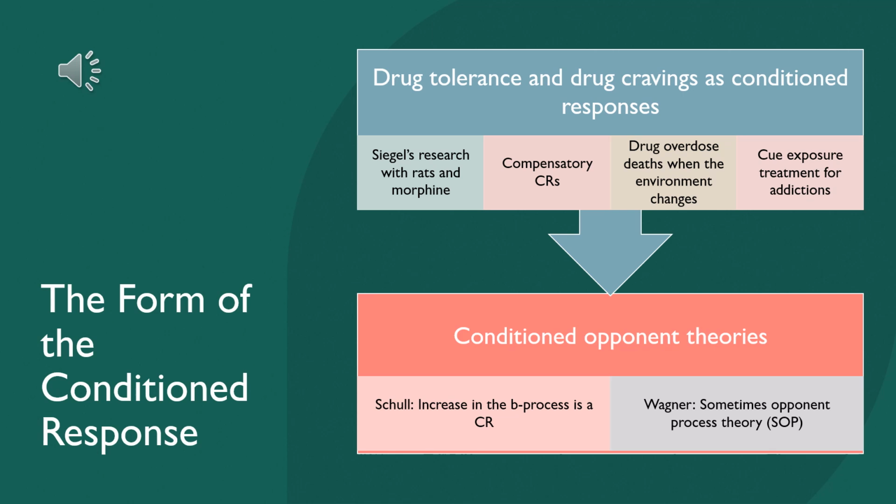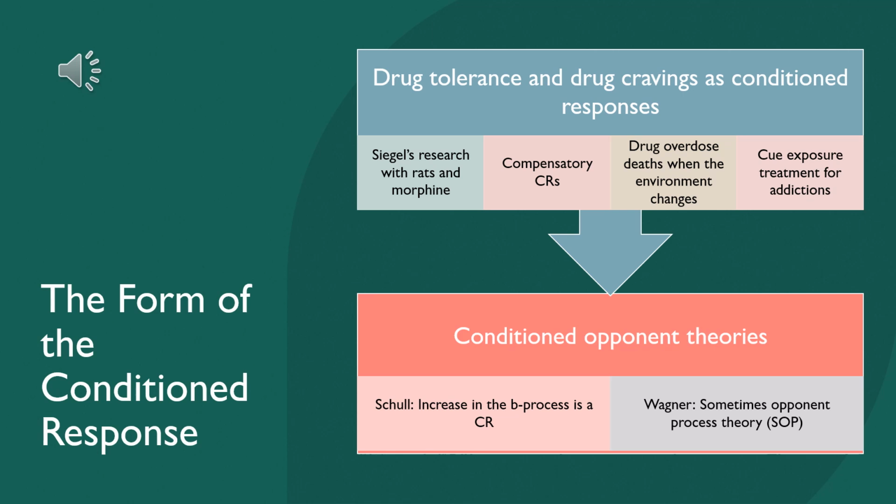When drug users consume the same amount of drug in a new or unfamiliar environment, the compensatory CRs may be weaker or absent. And this lack of anticipatory physiological responses means the body isn't prepared for the drug's effect, and that leads to a higher risk of overdose. So, for instance, an individual who regularly takes a certain dose of a drug in a familiar environment may not experience compensatory responses when taking the drug in a new location. Without these opposing physiological changes, the drug has a stronger effect, which can lead to an overdose.